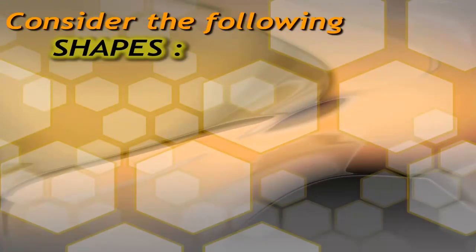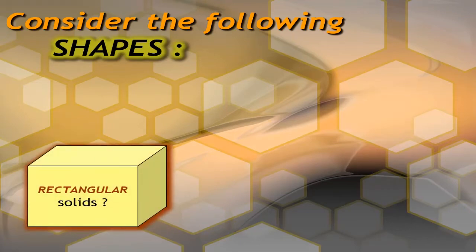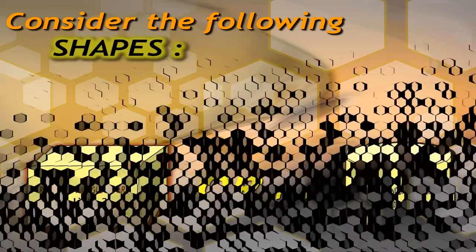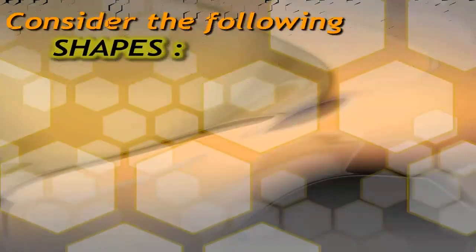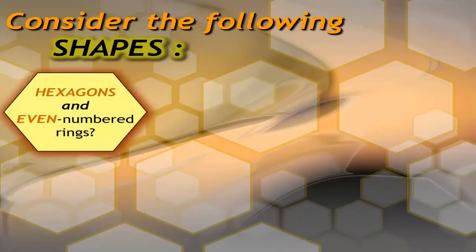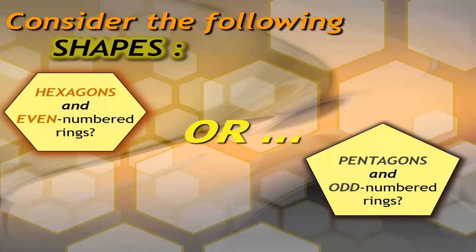So let's consider the following shapes. We can have rectangular solids like cubes, or we can have cylindrical tubes like a straw, or we can have a chain that forms an even numbered ring like a hexagon, or we could have an odd number ring like a pentagon.